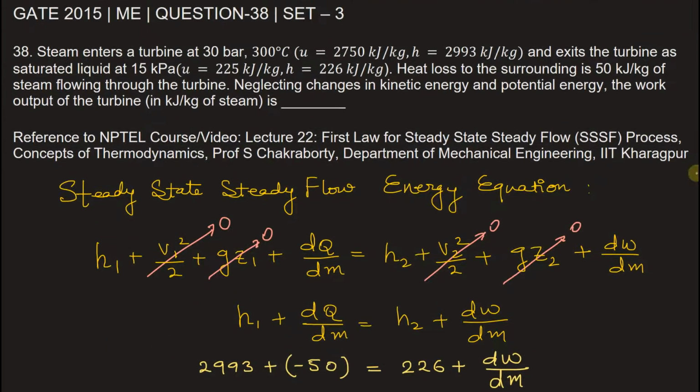So let's fill in the blank. The work output of the turbine is 2717 kilojoule per kilogram.